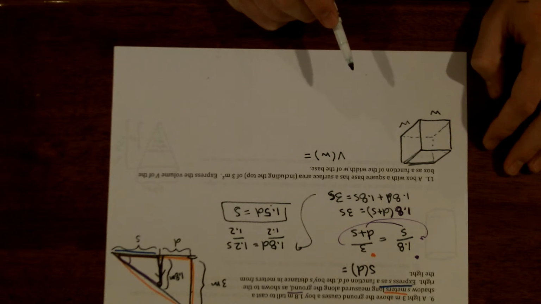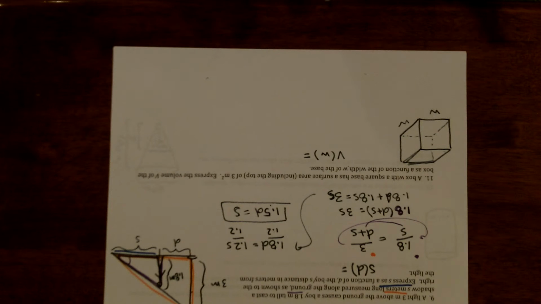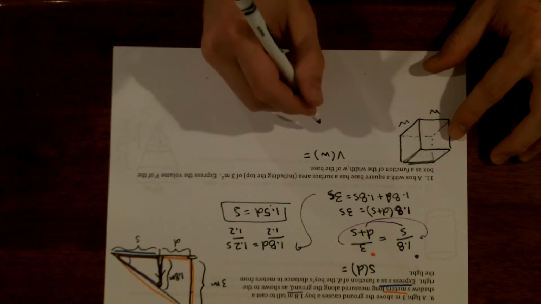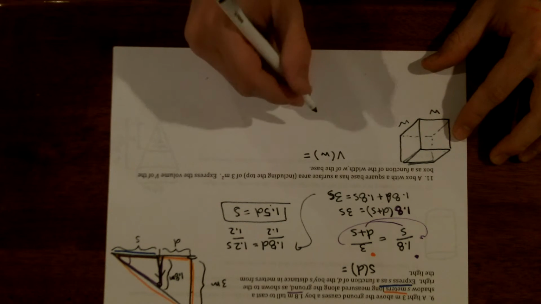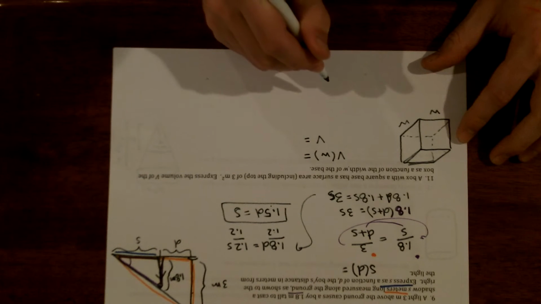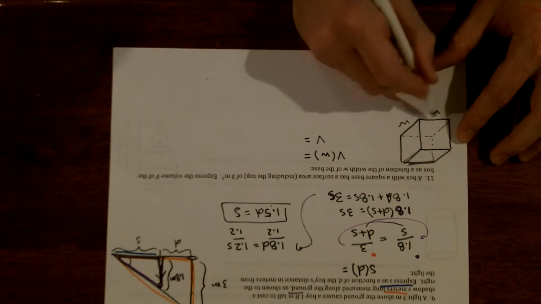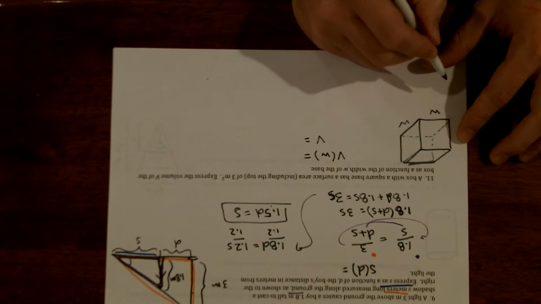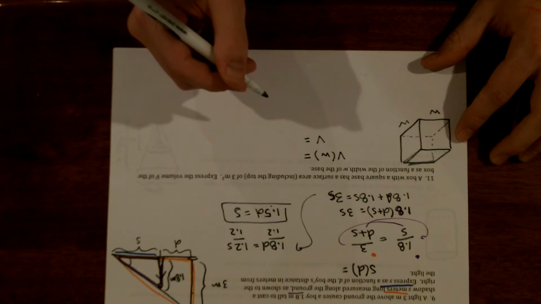So what we want to do now is just write down what we know. We want to find volume, so let's just get the volume equation out there. Alright, so volume equals our base times our height. The area of our base is W times W.